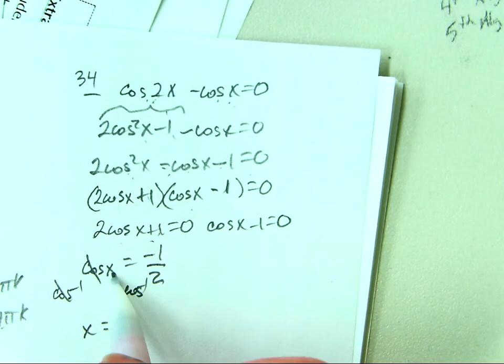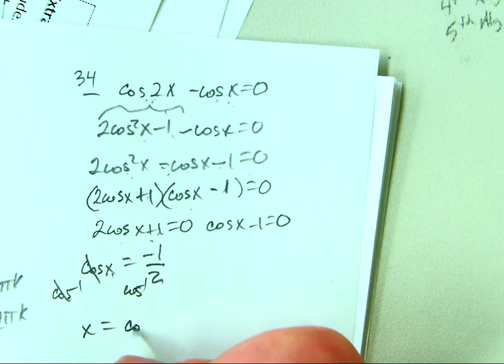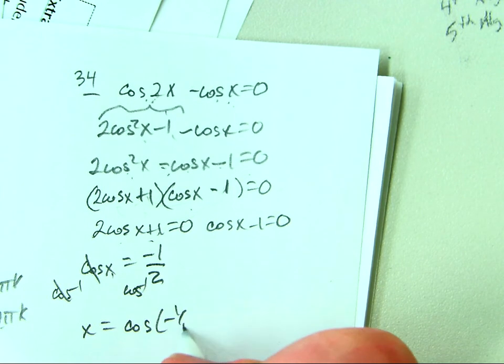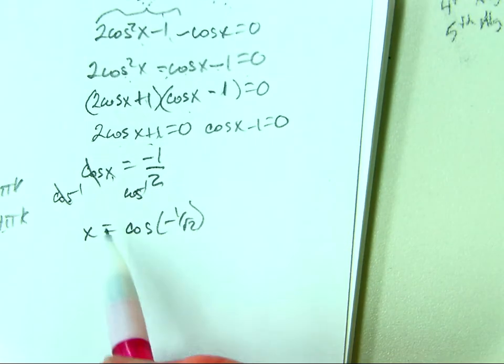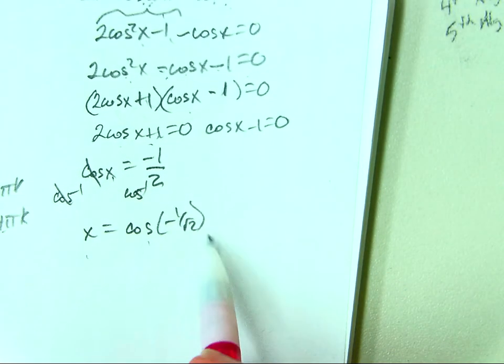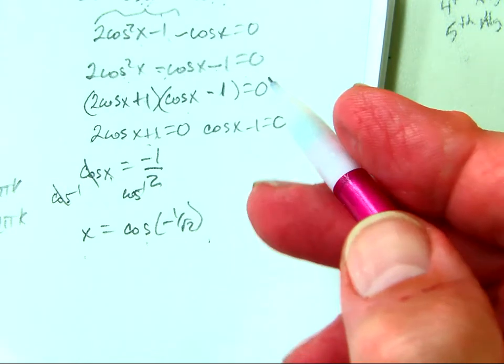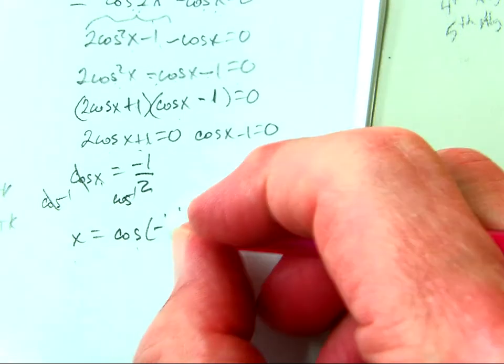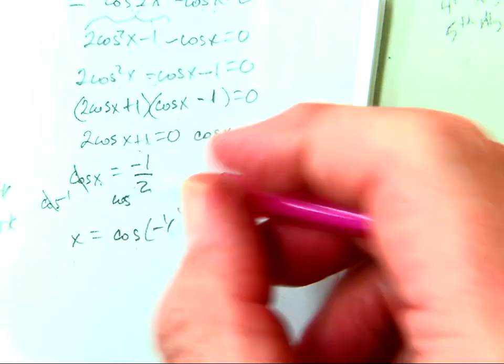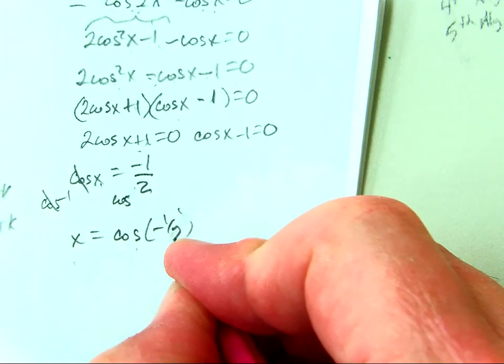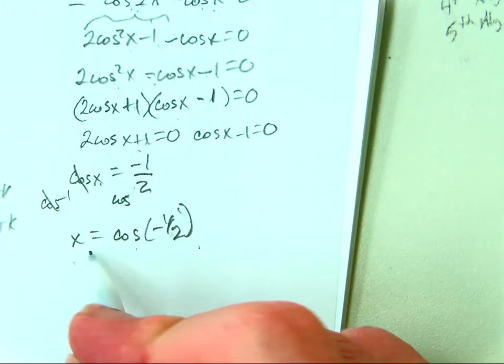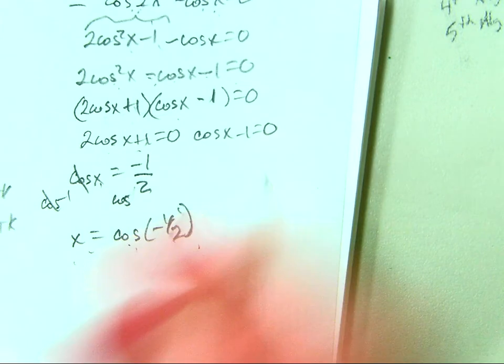So this says what angle has a cosine of -1 over 2. Sorry, I'm adding all kinds of stuff in. So what angle has a cosine of -1/2?